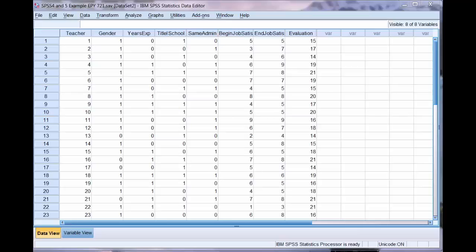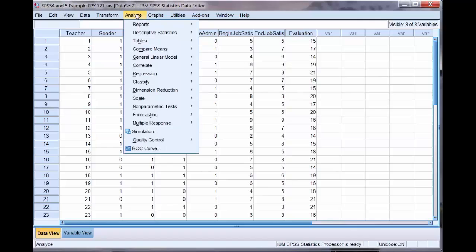Okay, I'm going to show you how to run a dependent t-test in SPSS. We're going to open up the same data file that we're using before, and this time in this dependent t-test, we're concerned about their beginning job satisfaction and their end job satisfaction. Notice that for each teacher, we have 2 survey results. We've got their beginning and their end. Those are paired samples or dependent samples.